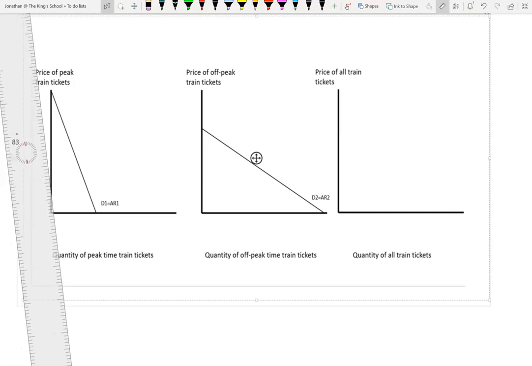In the UK, I believe that's just the morning. So if you go to London, for example, in the morning, you will pay more for your train ticket than if you go later on in the morning, say at 11 o'clock.